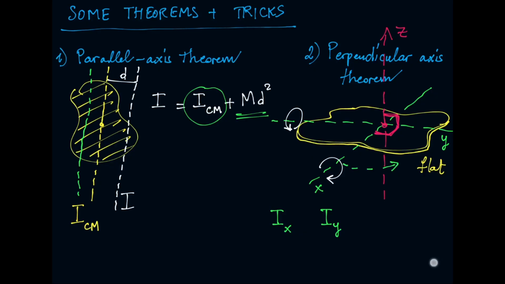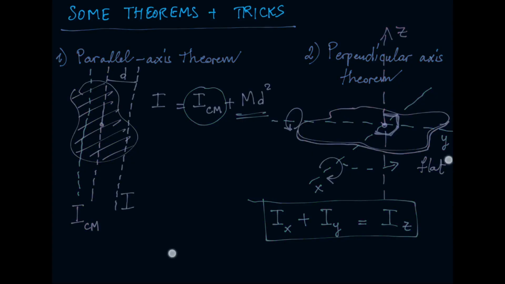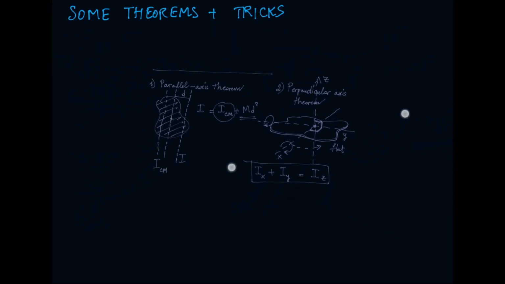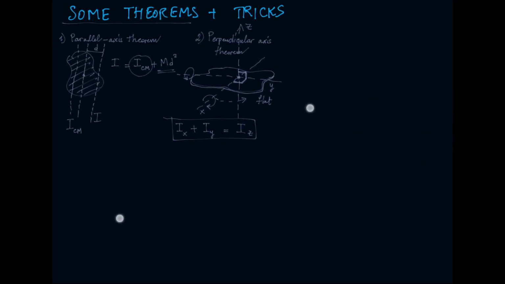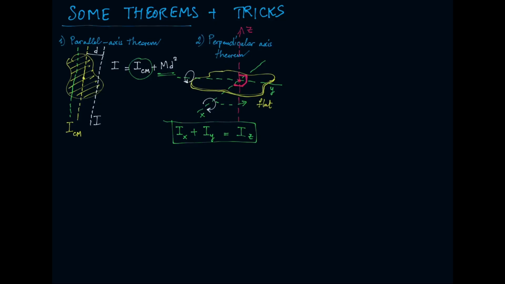And notice that I could have chosen x and y at any position, as long as they're perpendicular. And as it turns out, the moment of inertia about the z-axis, the perpendicular axis, is actually the sum of the two moments of inertia. How cool is that? Really, really interesting. And this is the perpendicular axis theorem. Let's zoom out to make some room. Hope you can still see most of it. Otherwise, rewind the video and go and check it again.